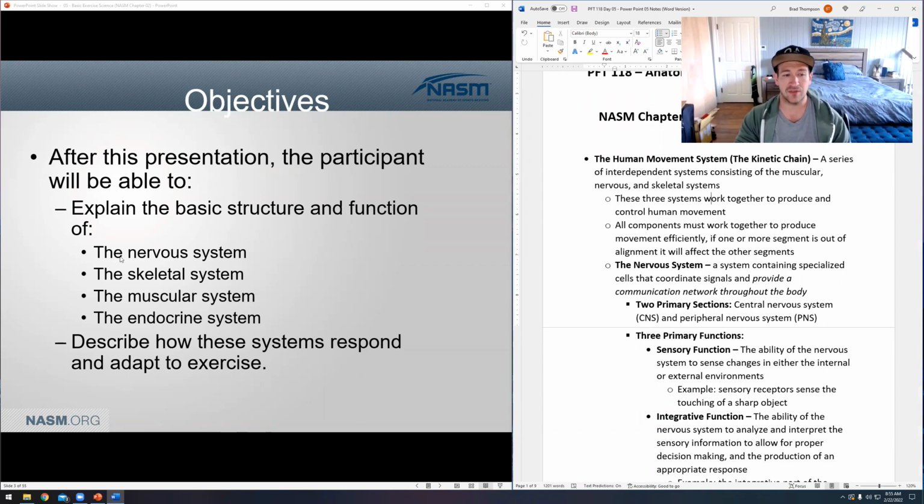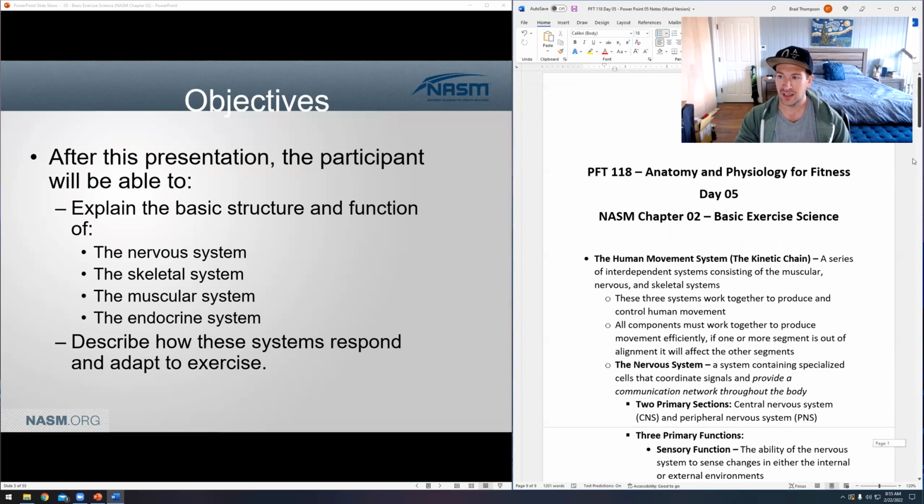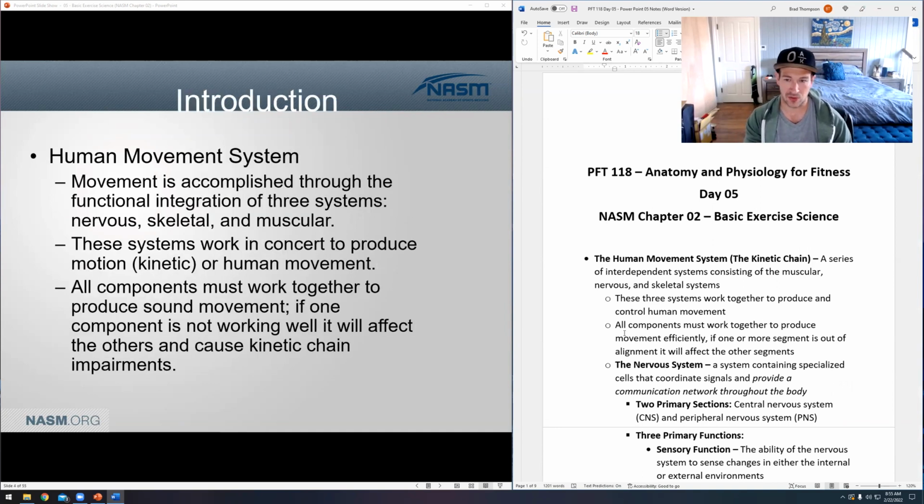So we want to understand the function of the nervous system, skeletal system, and muscular system. You will notice that the endocrine system gets exactly the same treatment it did last time, like we did on Friday, where it gets very skipped over. Fascinating system, very fun to talk about. Unfortunately, not super important to NASM. And then we're going to describe how they adapt and respond to stress.